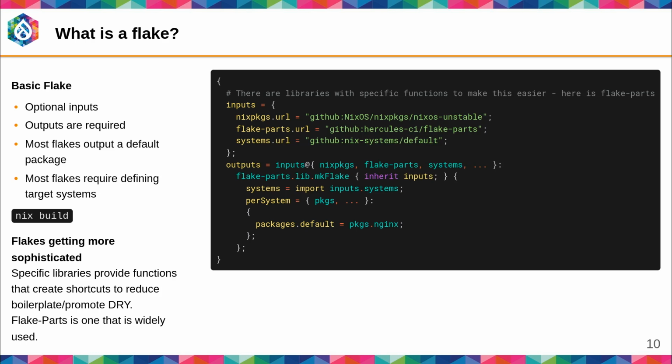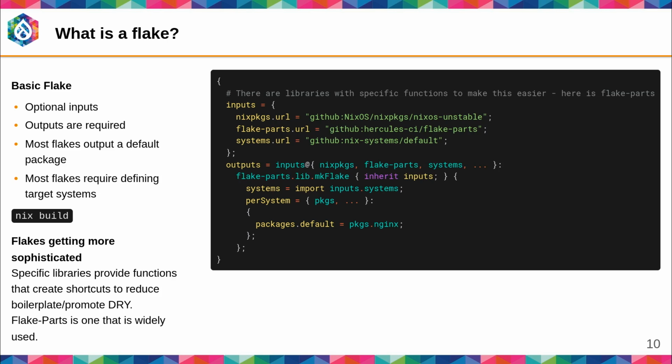Nix build is how you output the package at the basic level. So you take your package, you run Nix build. Our flakes are getting more sophisticated here. So we're pulling in some libraries that have some additional functionality. Flake parts is one of the key ones that allows you to break your flakes down into smaller files and include them and import them. And then iterate through and handle that system stuff.